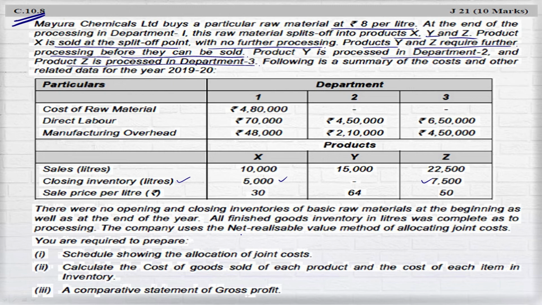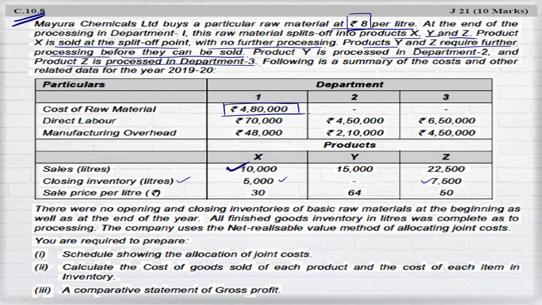First, how much raw material might be input? We can easily find out. 4,80,000 is the cost. We know it is rupees 8 per liter. So 4,80,000 divided by 8 is 60,000. So 60,000 liters will be my input. How many liters will be output in product X?